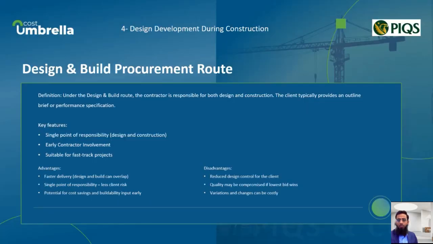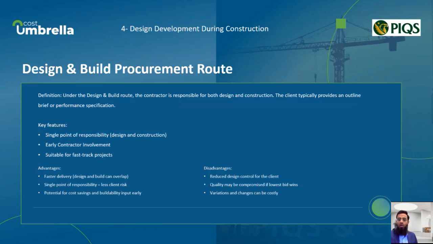So let's briefly overview the design and build procurement route. This is another common approach in the industry. In this route, the contractor takes on responsibility for both design and construction, usually based on the outline brief or performance specification provided by the client. This approach offers a single point of responsibility, giving the client a simplified management structure and potentially less risk.